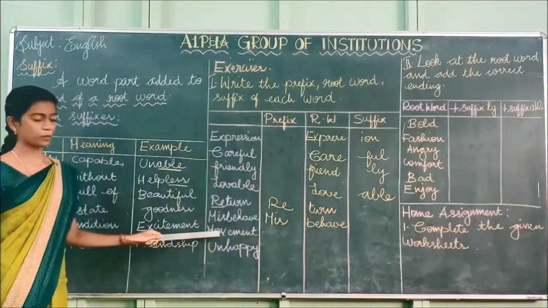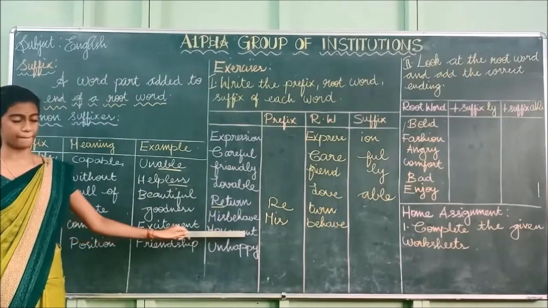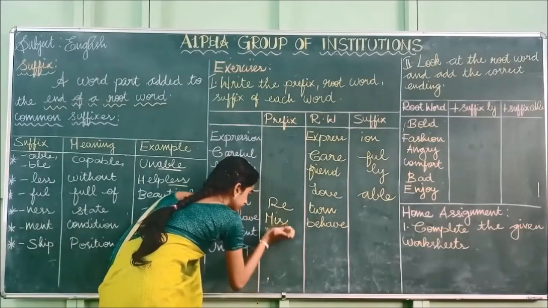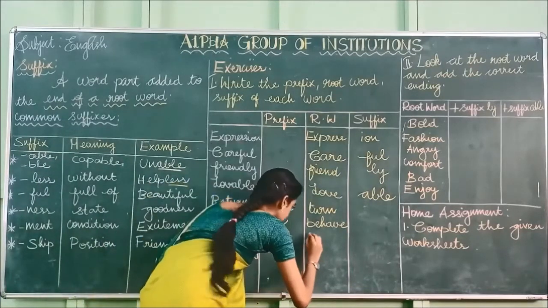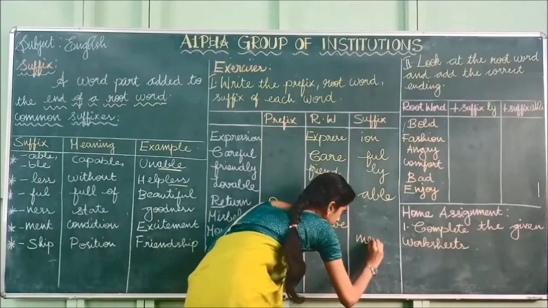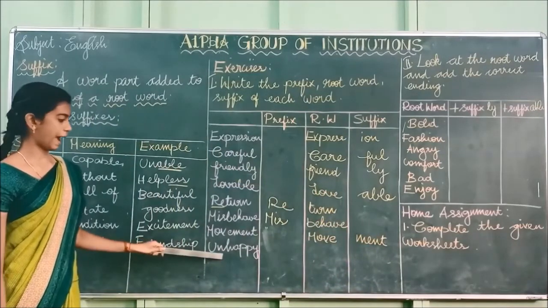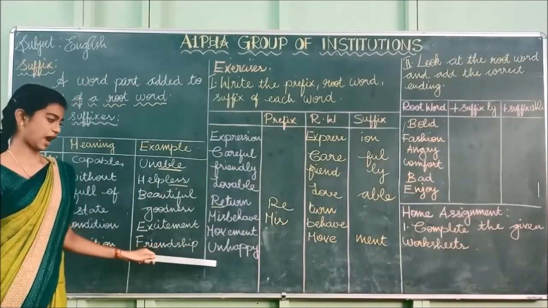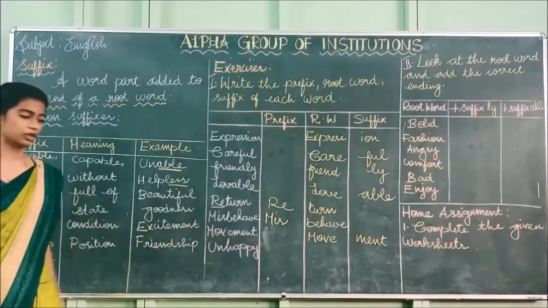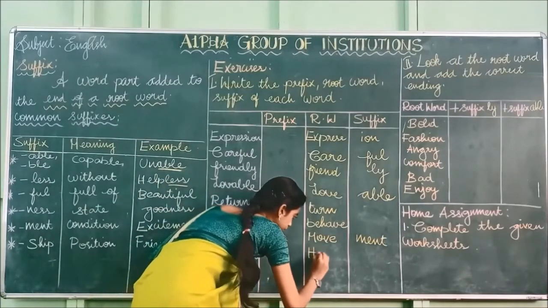And the next one, movement. So move is the root word, M-O-V-E, and ment is the suffix. And the last one, unhappy. Un is the prefix and happy is the root word. Unhappy.